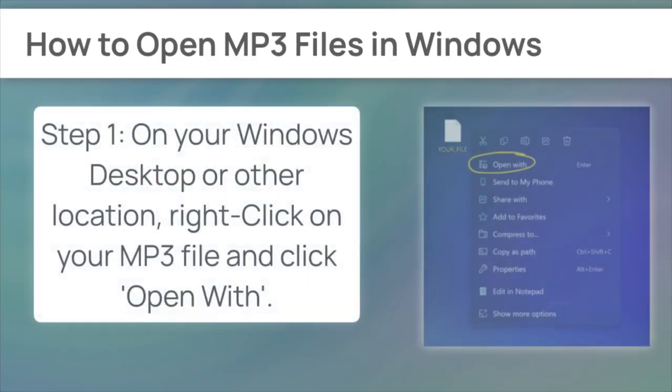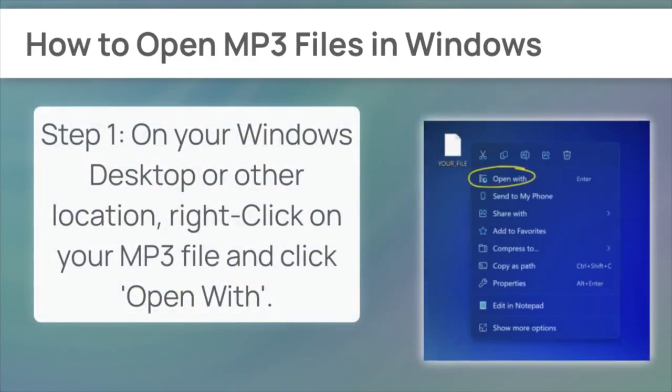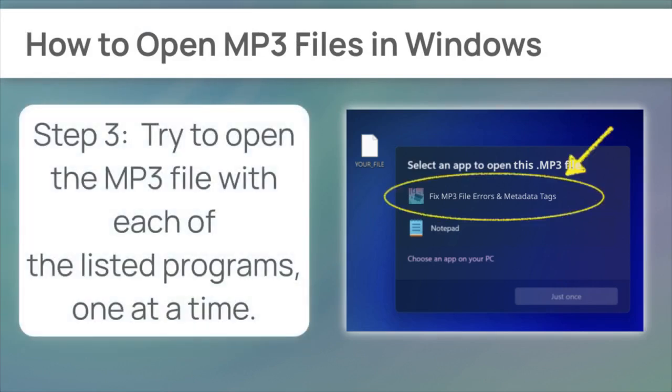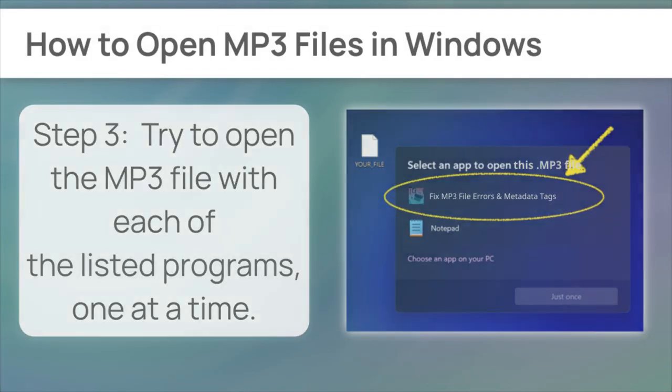Initiate the process by right-clicking the MP3 file and choosing Open With. Use Fix MP3 file errors and metadata tags as your first choice if available. If it's missing, move down the list. Finding the right reader might take 2 or 3 attempts.